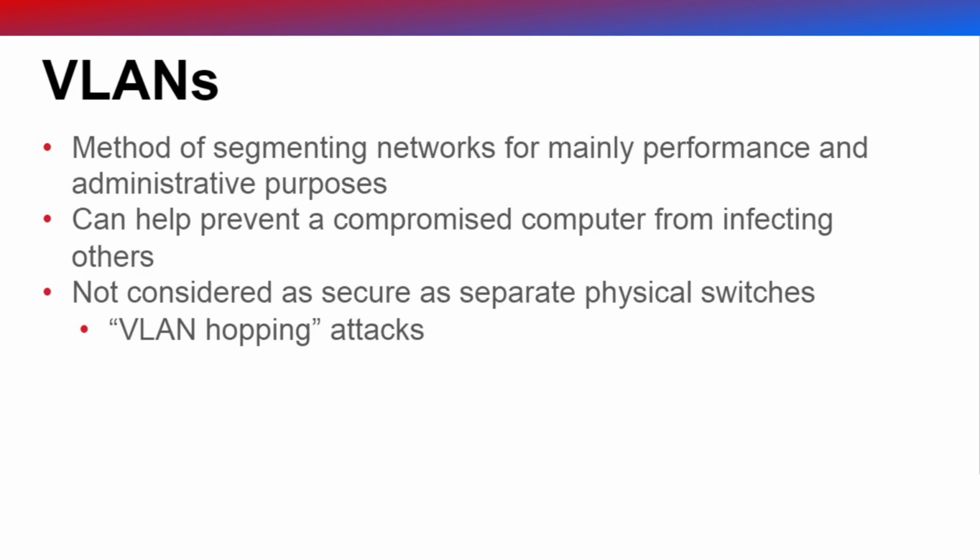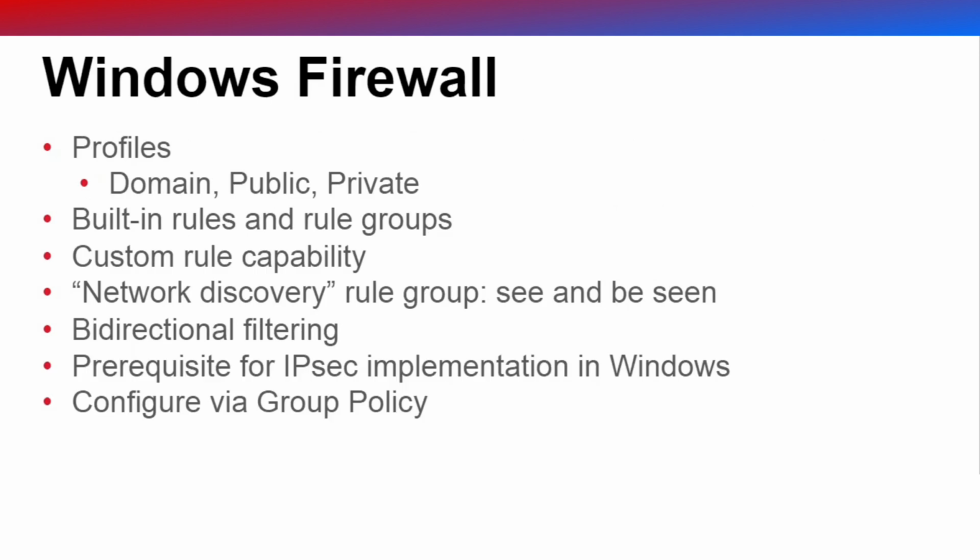So VLANs are not as secure as separate physical switches. I wouldn't want you to look at VLANs as a way of adding significant security to your networks. The firewall, however, can. The Windows firewall is the same firewall on clients and servers. We have different profiles: domain, public, and private. So if you have a portable Windows 10 device, let's say, we can have the firewall set up so that the domain profile has some fairly moderately relaxed rules, because if we're on the domain, then presumably we're inside the corporate network, which is well protected by DMZs and external firewalls.